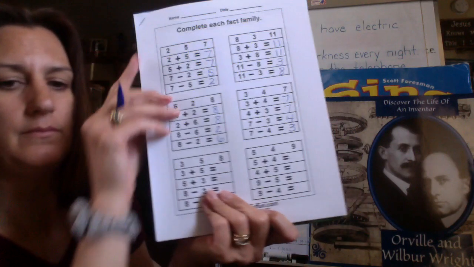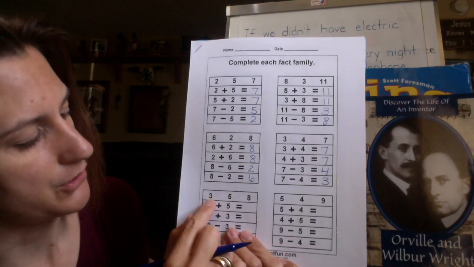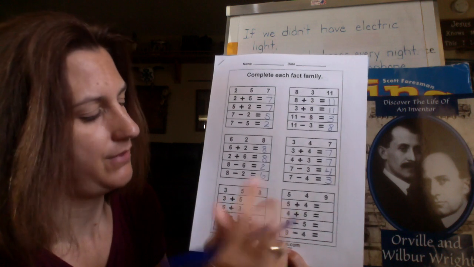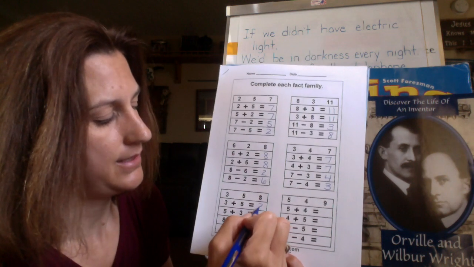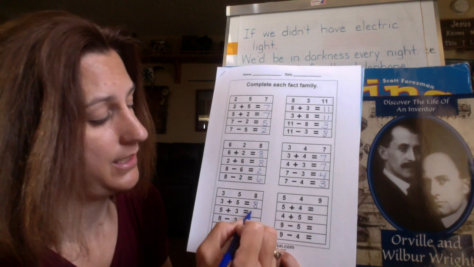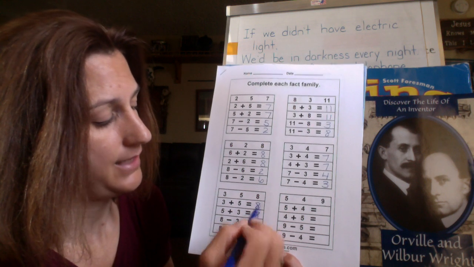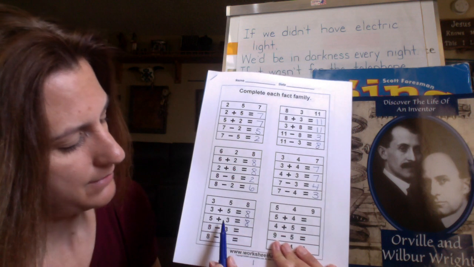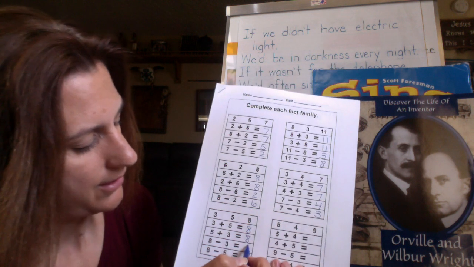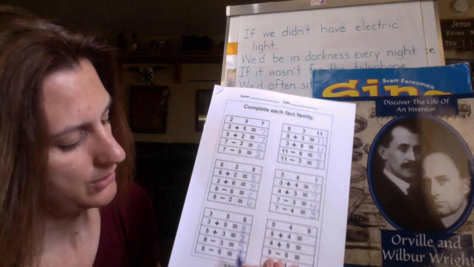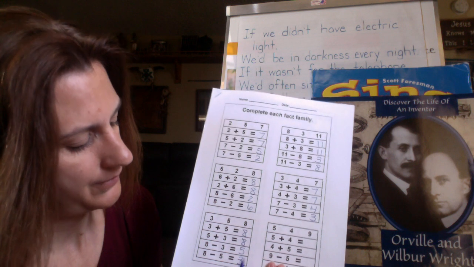Okay, let's look at this one. So I have the numbers 3, 5, and 8. So 3 plus 5 equals 8. Turnaround fact. 5 plus 3 equals 8. Then I'm going to read those subtraction problems backwards. 8 minus 3 equals 5. And 8 minus 5 equals 3.